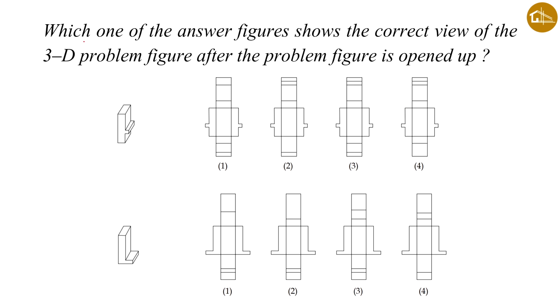Type 3 we have: which one of the answer figures shows the correct view of the 3D problem figure after the problem figure is opened up? So we have to open up the surfaces of this figure and find the correct opened up option. This question can be solved in two different ways. Let's see what those are. So method 1.